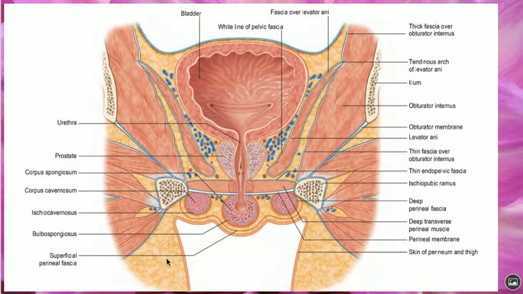Okay, you can see over here the corpus cavernosum and corpus spongiosum. This is the bulbospongiosus muscle, the ischiocavernosus, and this is again the superficial perineal fascia. This is the perineal membrane. So this entire region is your superficial perineal pouch.